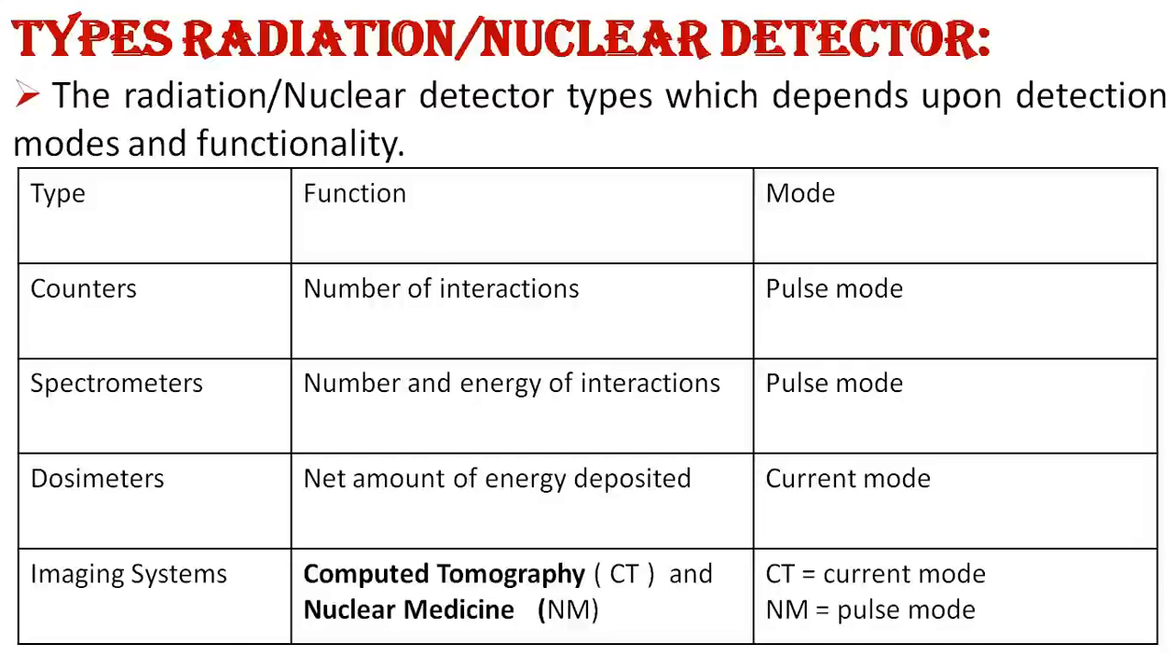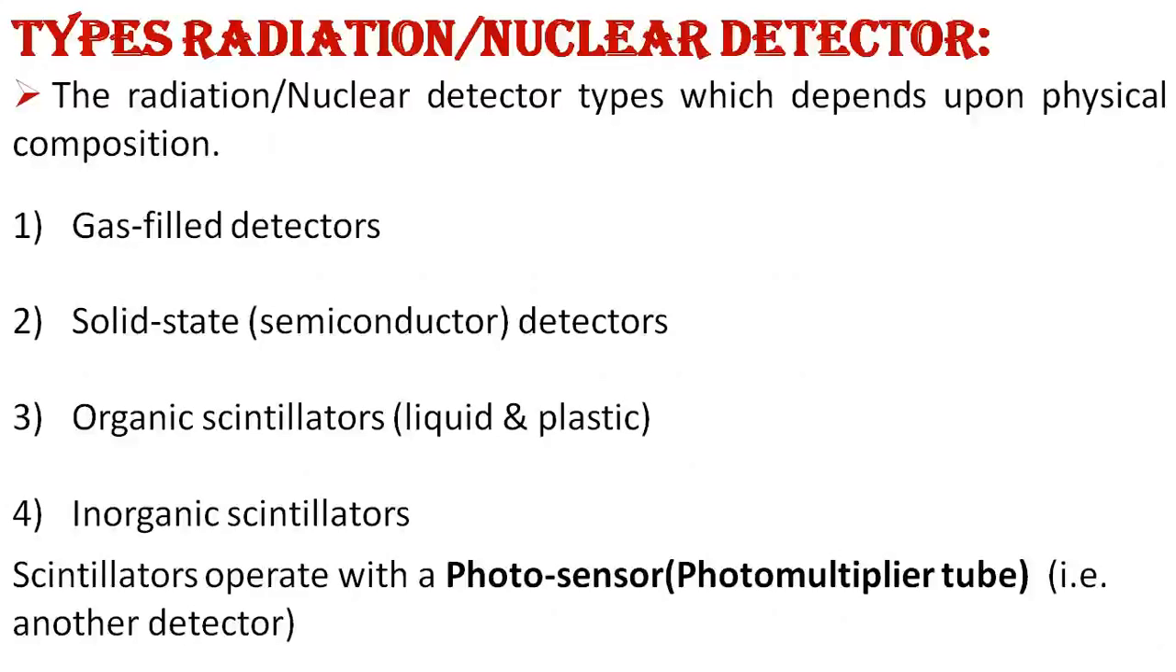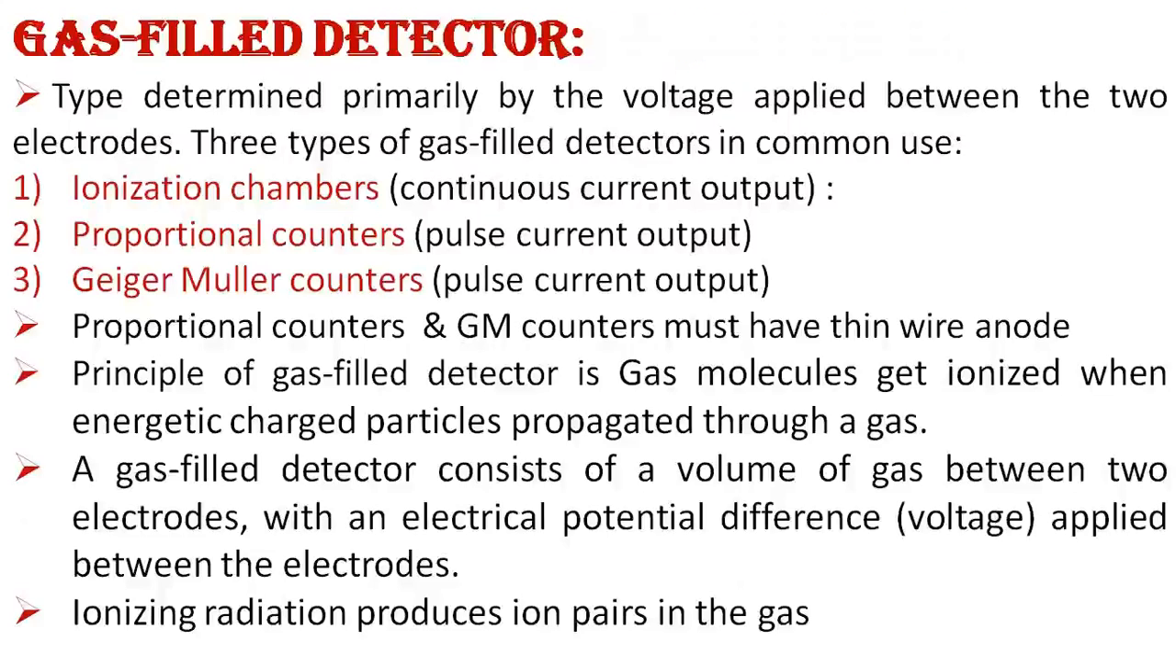So there are two modes: CT for current mode, and NM, nuclear medicine, for pulse. Types of radiation or nuclear detectors: the first one is gas filled detectors, the second is solid state detectors, the third is organic scintillators, like liquid and plastic, and the fourth is inorganic scintillators. Scintillators operate with photosensors, such as the photomultiplier tube, which is another detector.